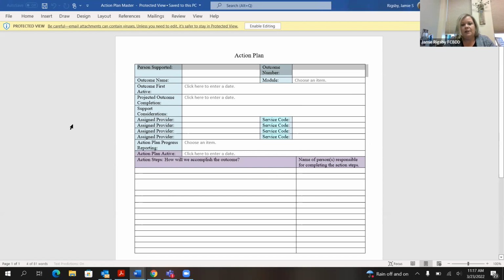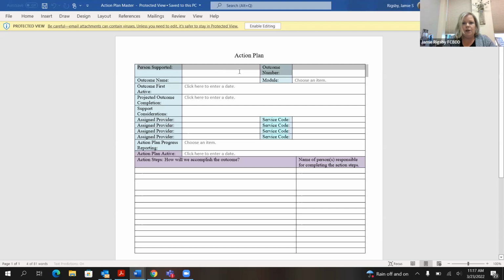This document is not something that you're required to fill out. However, Chelsea and I feel, and we've used these in the past, that sometimes it's easier if you have something that sections out everything that you're supposed to have on there. So the outcome has to be there. The support considerations are going to be there. And then you are going to write the action steps. So it's a useful tool if you want to use it, but today we're just going to go through what that looks like.